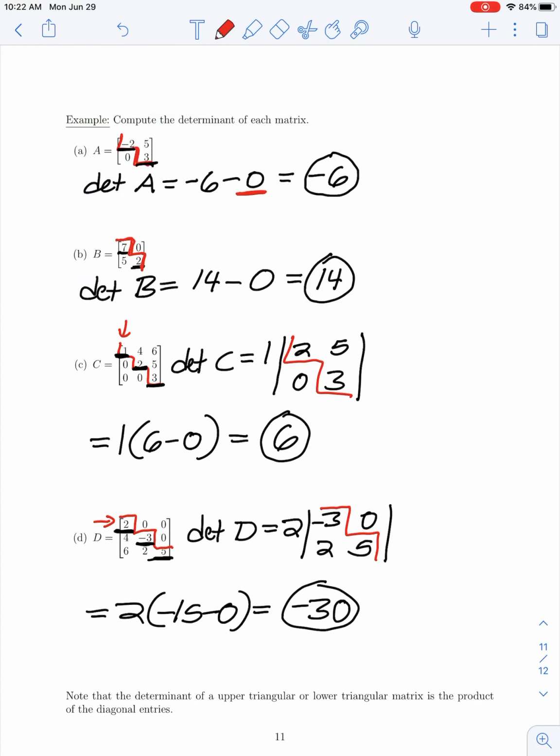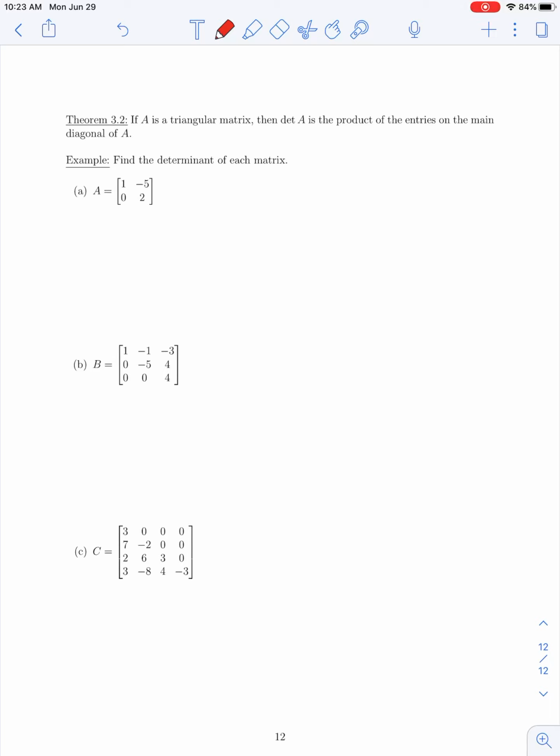So what we're seeing in this example is that the determinant of a matrix which is upper triangular or lower triangular seems to be the product of the diagonal entries. And in fact, that holds true in general. So the following theorem, 3.2 from your textbook, says that if A is a triangular matrix, that is upper or lower triangular, then the determinant of A is the product of the entries on the main diagonal.